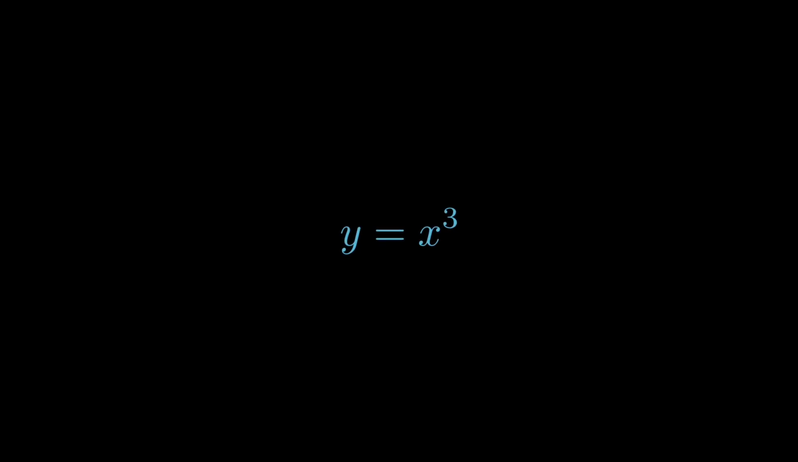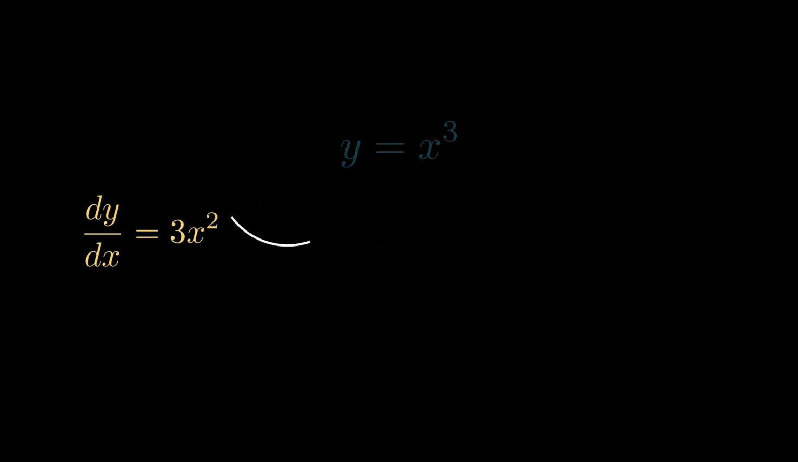In our first video, we saw how to find the rate of change. But what if we want to go back? If we have the derivative 3x squared, how do we recover the original function? This reverse process is called integration.